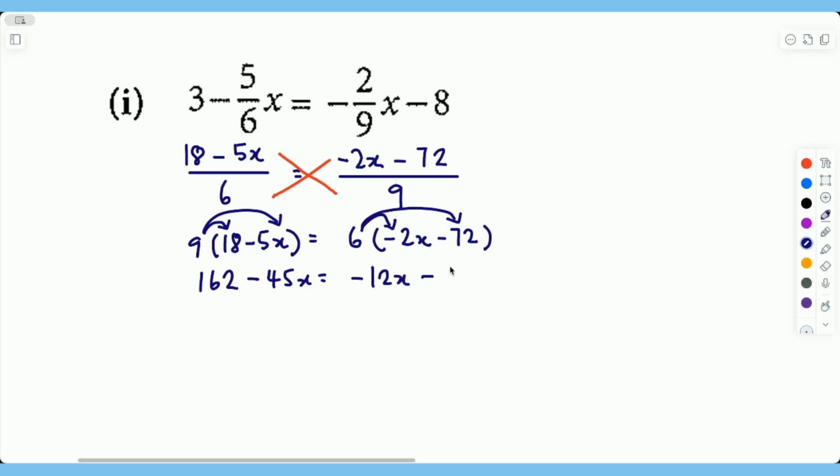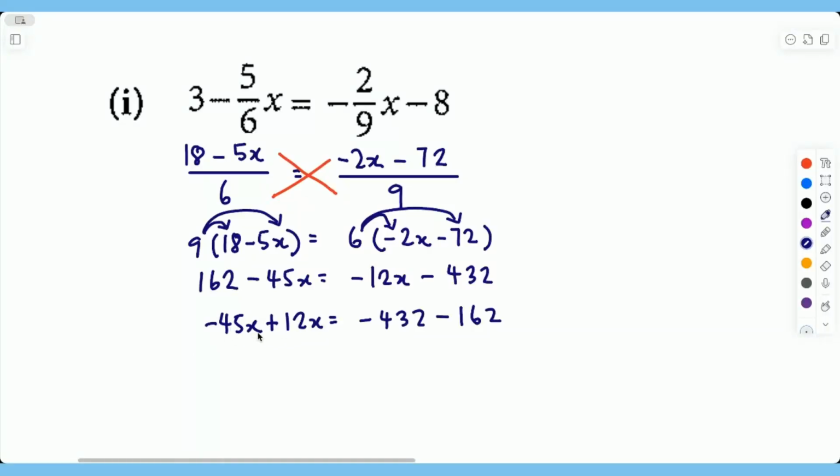That is negative 432. Now let's bring all the x terms to one side. Let's keep negative 45x and bring over negative 12x. If you bring over negative 12x, it becomes positive 12x. And for the right side, let's keep negative 432. And we will bring over 162 to the right side. That becomes negative 162.